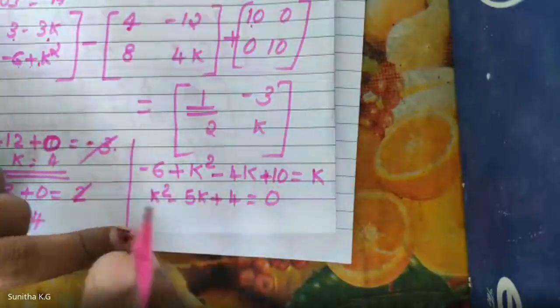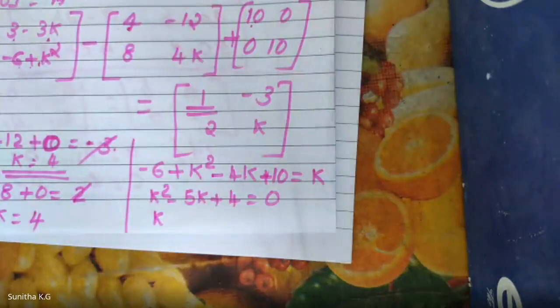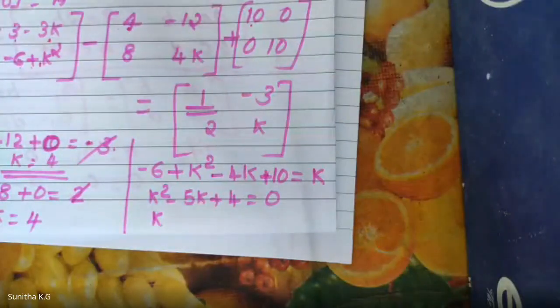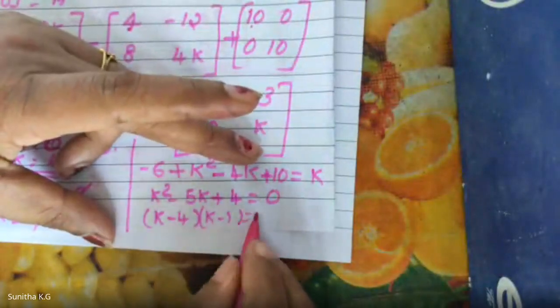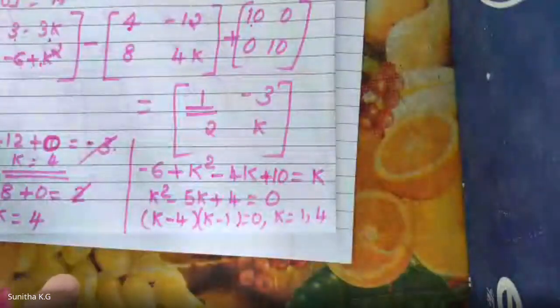Then what are the roots? There are two numbers whose product is 4 and whose sum is minus 5. Which numbers have product 4? That is 1 into 4 and 2 into 2. Then which numbers have sum equal to minus 5? Minus 4 and minus 1. Very good. (k minus 4) into (k minus 1) equal to 0. Then we will get k equal to 1, 4. Okay? Yes, ma'am.